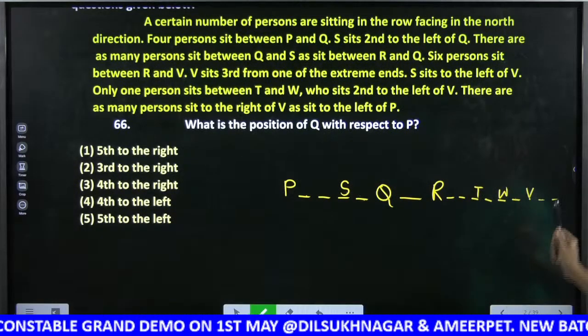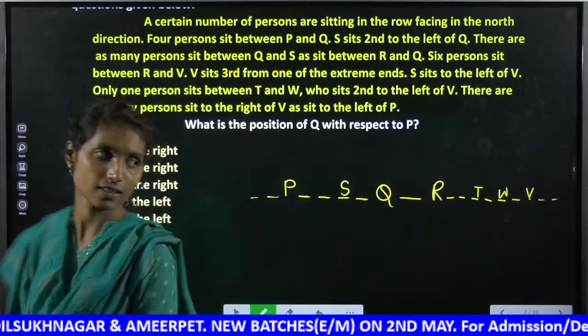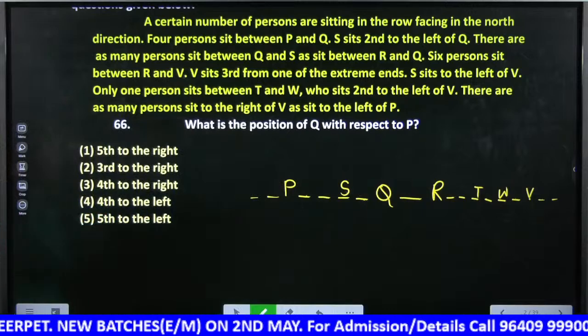Next, there are as many persons to the right of V as sit to the left of P. On P's left side, place 2 persons here. This is the arrangement. Right?